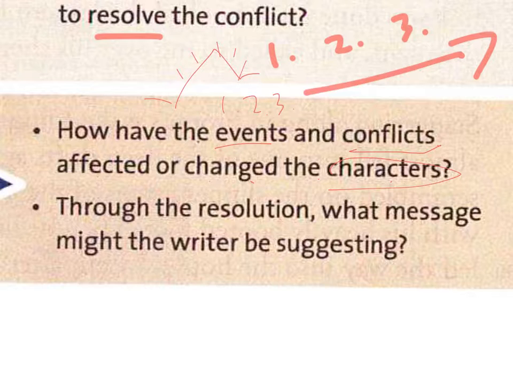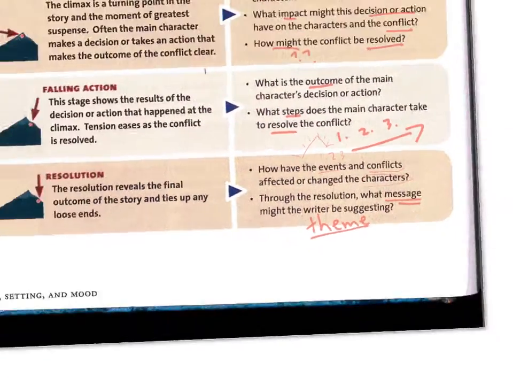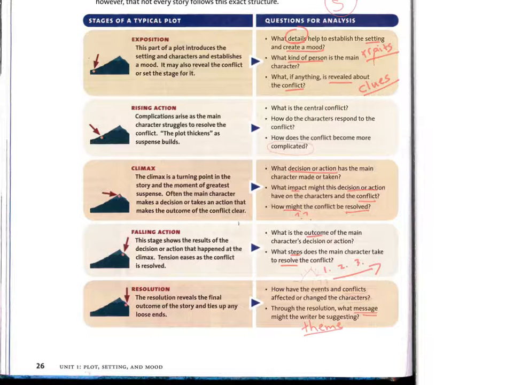And the last question, through the resolution, what message might the writer be suggesting? So, of course, we're talking about theme. We're going to come back to theme later on in the year. But the message, the meaning. Okay? So let's look at that list again. It's an excellent list that we'll be working on as we look at fiction. And remember, this is what, by the end of the year, you will automatically, without prompting from me, be asking yourself as you read fiction.